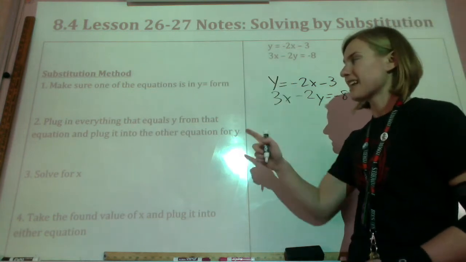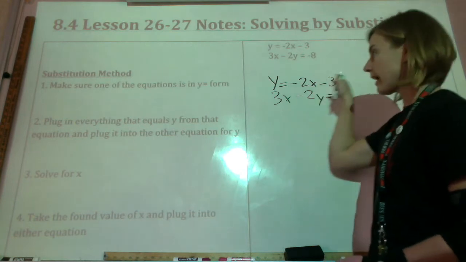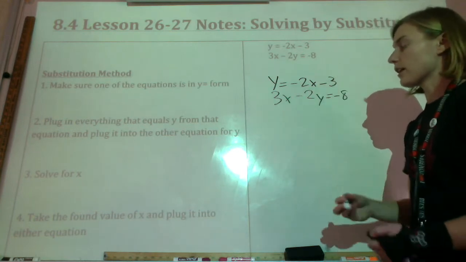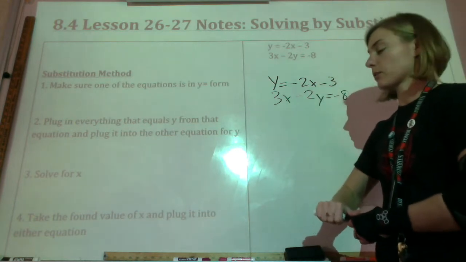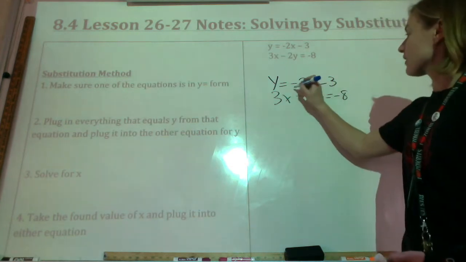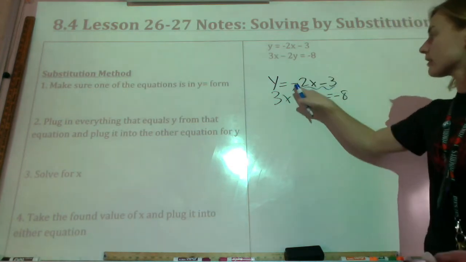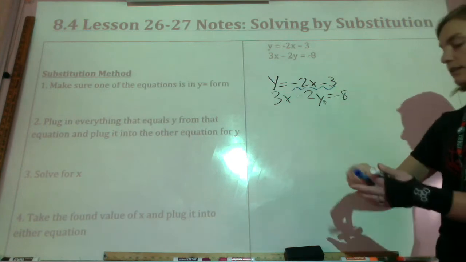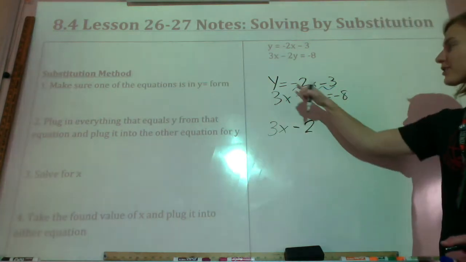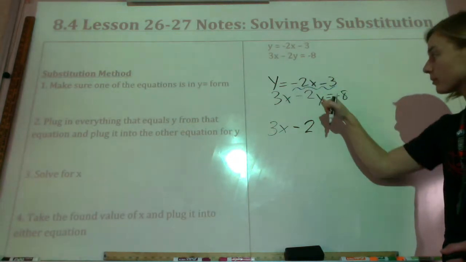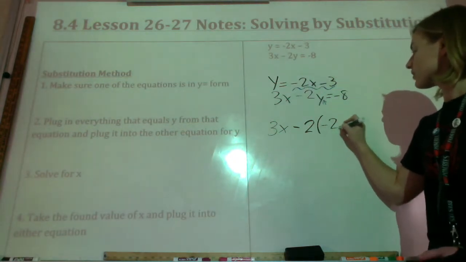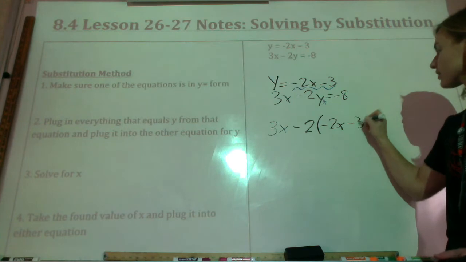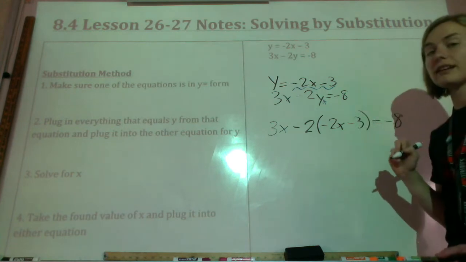Step two says plug in everything that equals y from that equation and plug it into the other equation for y. So let's take a look at what that would look like. We're going to be taking everything that equals y, this negative 2x minus 3, and we're going to plug it in for this y right here. So this negative 2x minus 3 we need to put right here: 3x minus 2(negative 2x minus 3) equals negative 8.